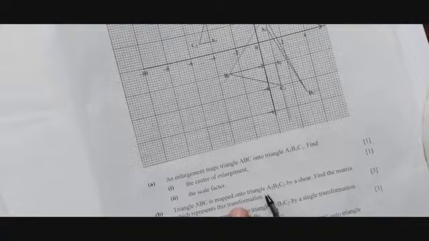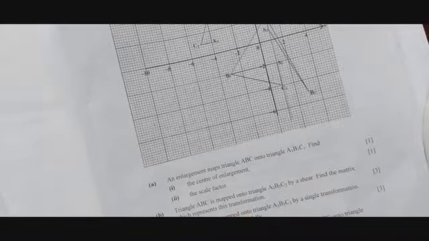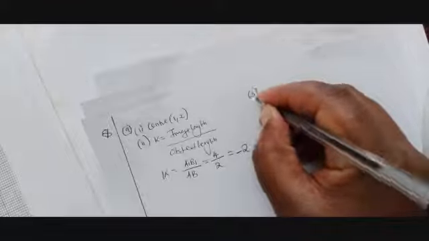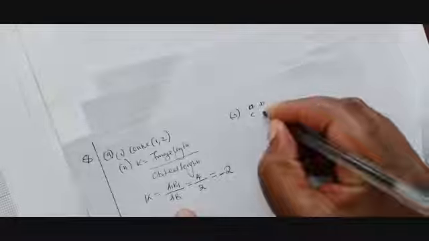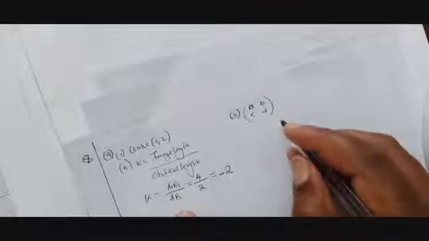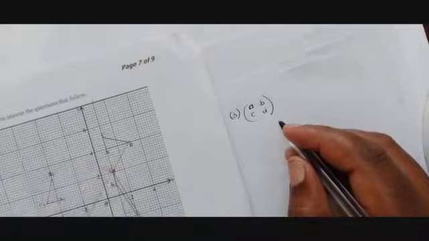Triangle ABC is mapped onto triangle A2, B2, C2 by shear. Find the matrix. Now, to find the matrix, there are 2 ways. So I'll say B. We can say we multiply the unknown matrix by the object. What is our object? Our object is this one, A.